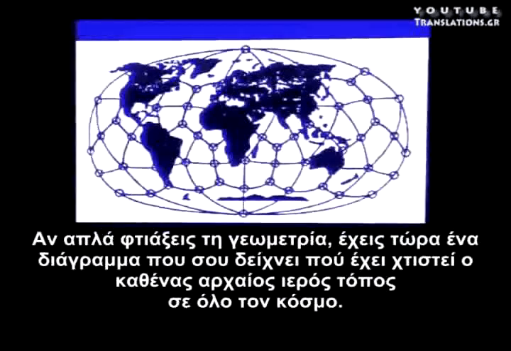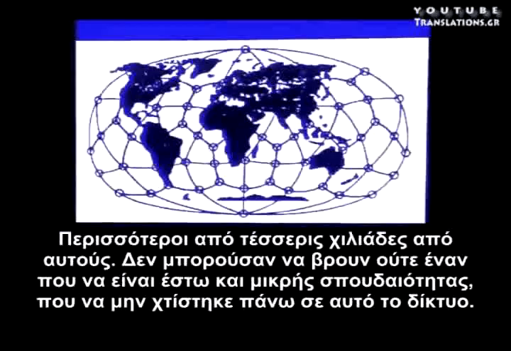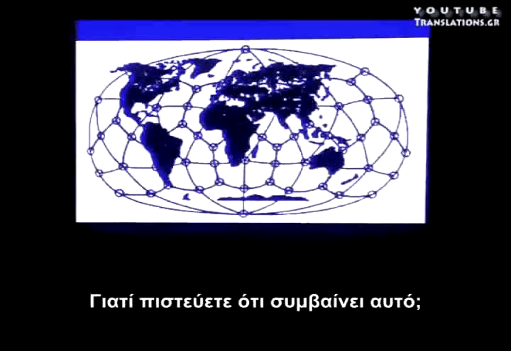If you simply build this geometry, you now have a diagram that shows you where every single ancient site in the entire world has been constructed. Over 4,000. They couldn't find a single one that was anything impressive that wasn't built on this grid. Why do you think that is?